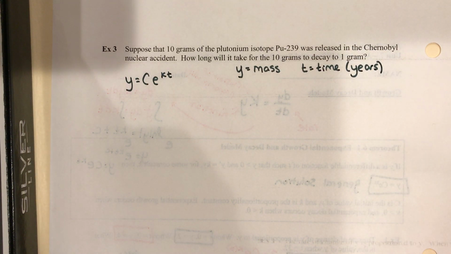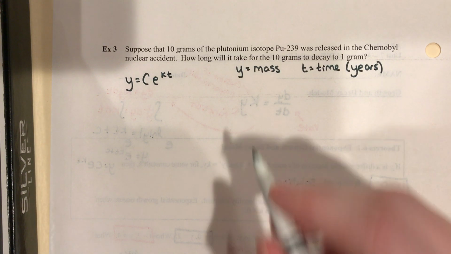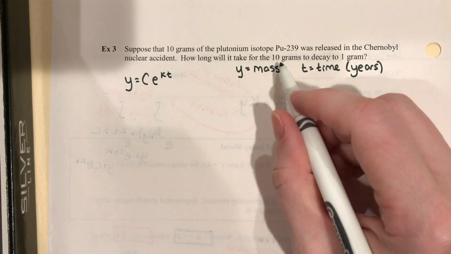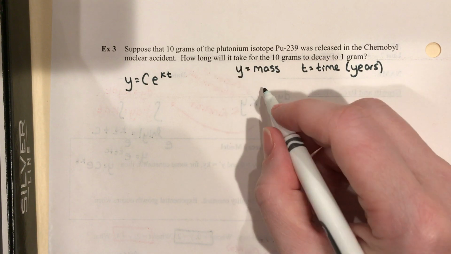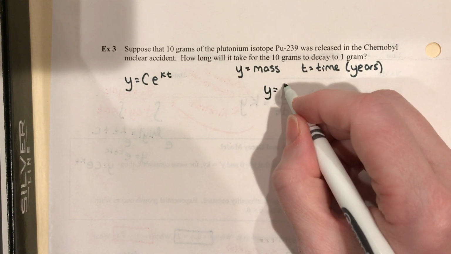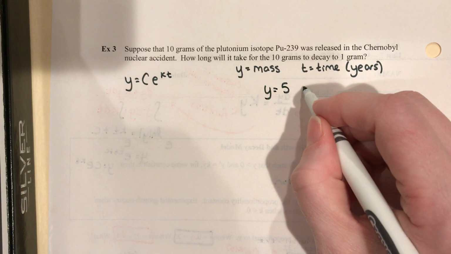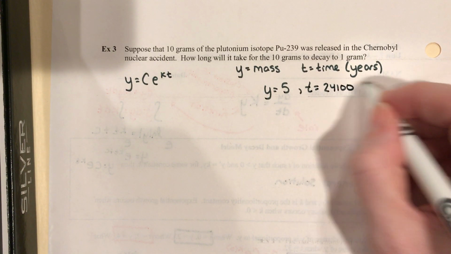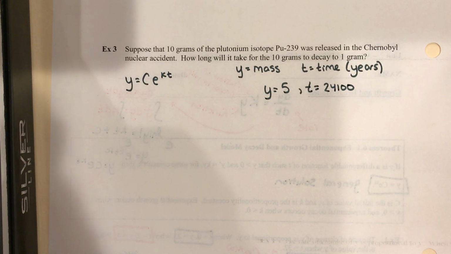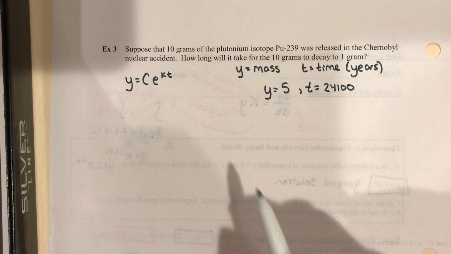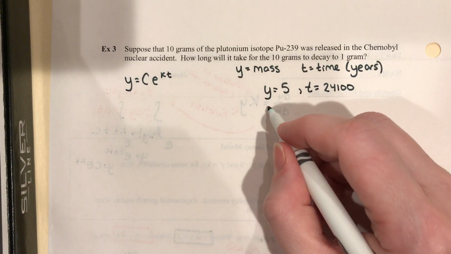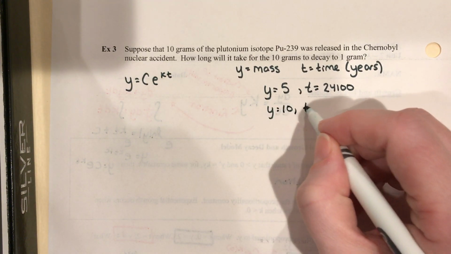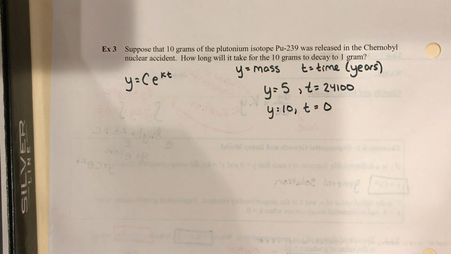So one thing we would have done is looked up the half-life of plutonium. So I'll give you that. The half-life of plutonium is going to be, if we're starting at 10 grams, the half-life would put us at 5 grams, 24,100 years. Okay, we also know that we're starting at 10 grams, so y equals 10 when t is 0.